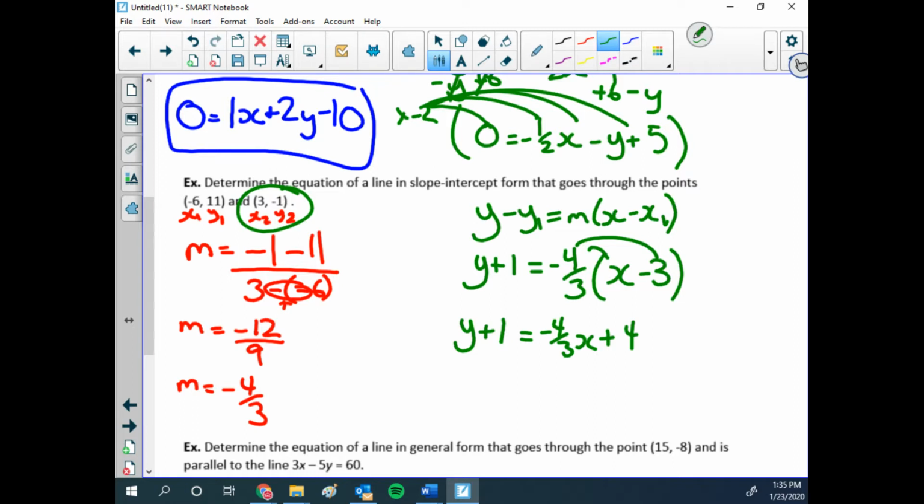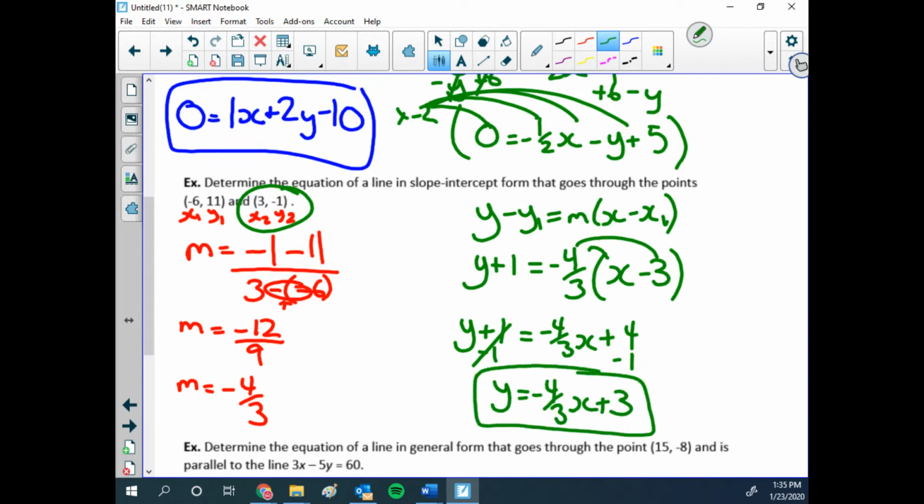And then I need to finish this question to get into slope-intercept form. So y by itself. So I've multiplied. Now I'm just going to move that 1 over by subtracting it. y equals -4 thirds x plus 3. And I'm done. I should technically be able to graph that on my calculator and see that it goes through those 2 points. And then I could know that I did that correctly.